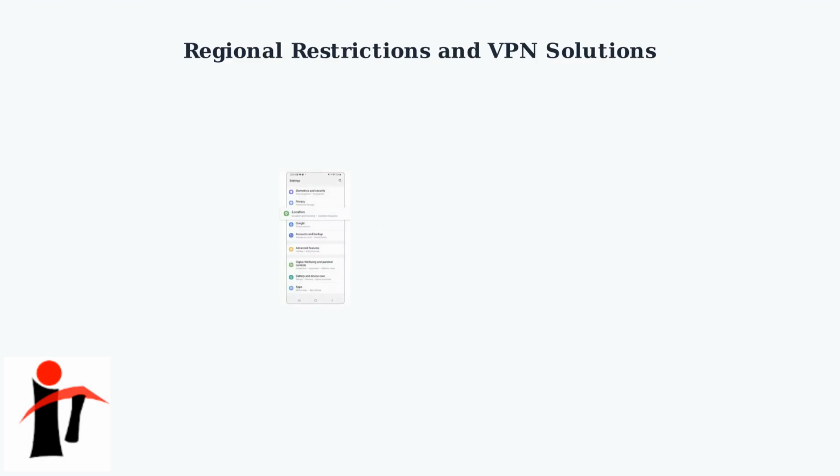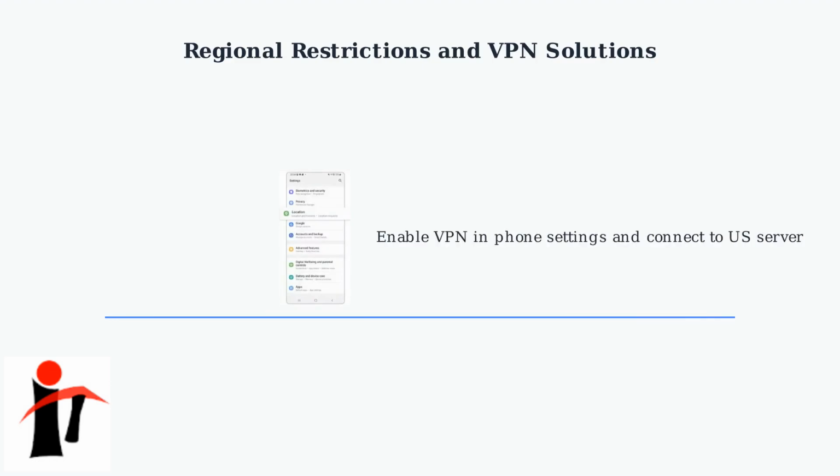To implement this workaround, users enable a VPN app on their smartphone and connect to a server located in the United States. This makes the Tesla app believe the user is accessing it from the US, where regional restrictions don't apply. This VPN solution effectively bypasses the geolocation-based restrictions, allowing access to features like fart mode that are otherwise disabled in certain regions due to local regulations.